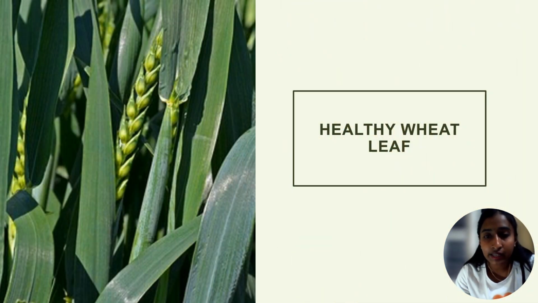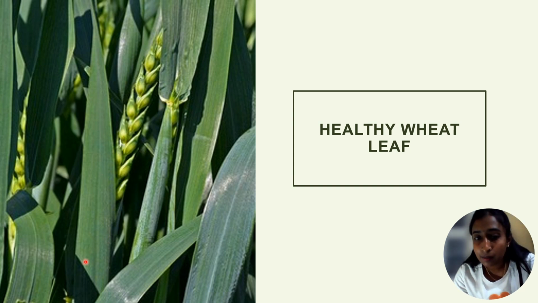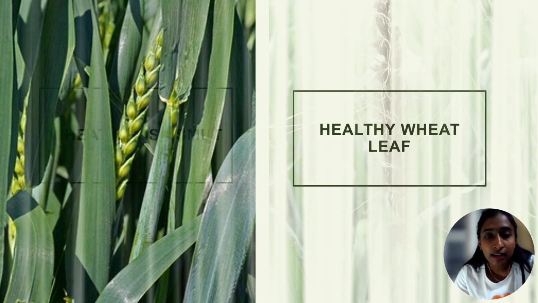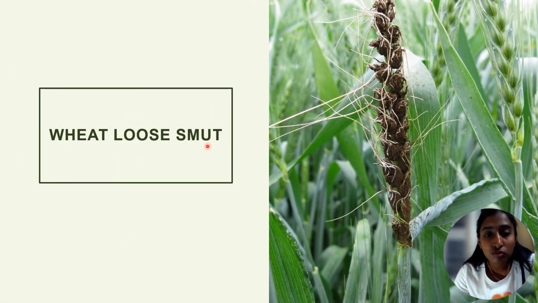As it is a healthy wheat leaf, here we can see there is no disease on the leaf. It looks very healthy, and we cannot see any type of particles on this leaf, as it is very clean. So it is a healthy wheat leaf. Next, I will move on to another leaf disease, that is wheat loose smut. This is the image of the wheat loose smut.